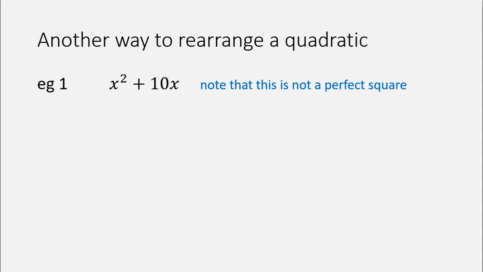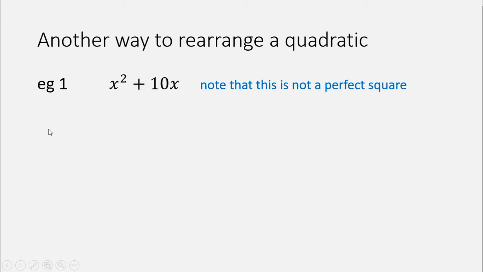Now, obviously not all quadratics are perfect squares. This next one is not a perfect square. It's a two-term quadratic, and I've given you this one in particular because I think it's going to be easier for us to start with, but it's definitely not a bracket multiplied by itself.